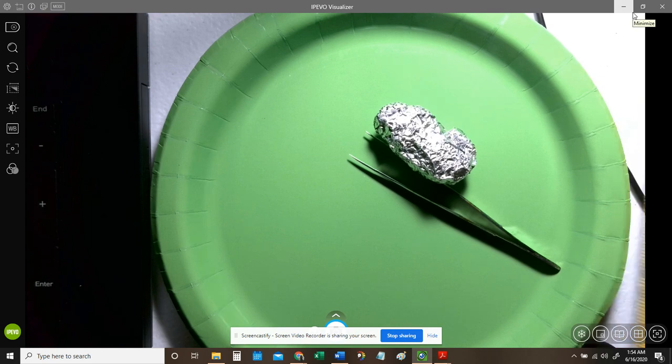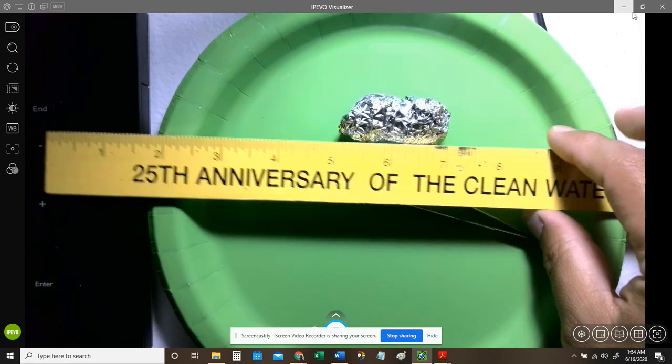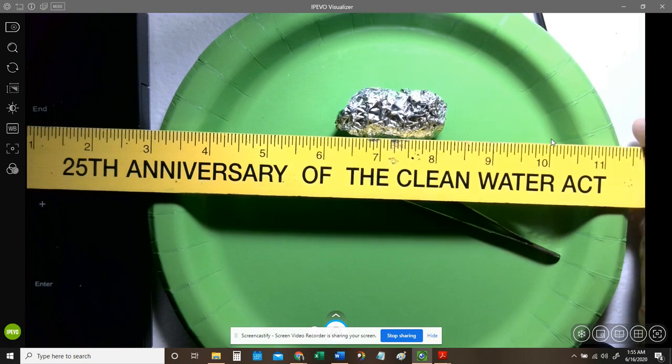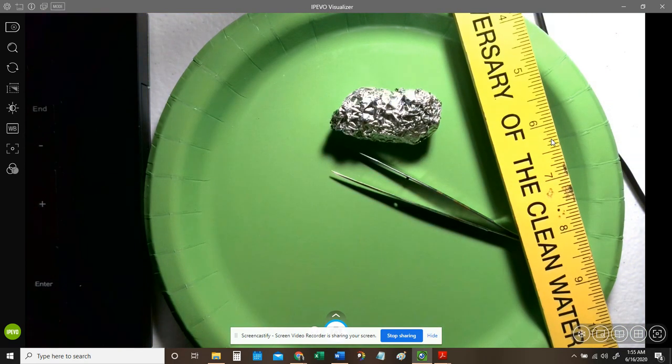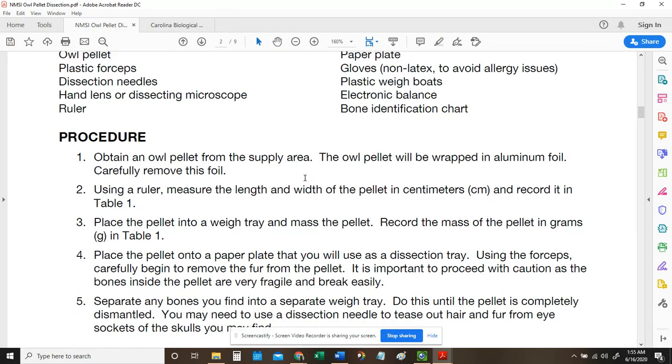And then, of course, a ruler. I did not get a ruler with the metric system, but I am promoting the Clean Water Act in this one. So that one does have it in inches, so I would prefer and mention a metric ruler. But easy lab, doesn't need too much equipment. And then it goes to the procedure.